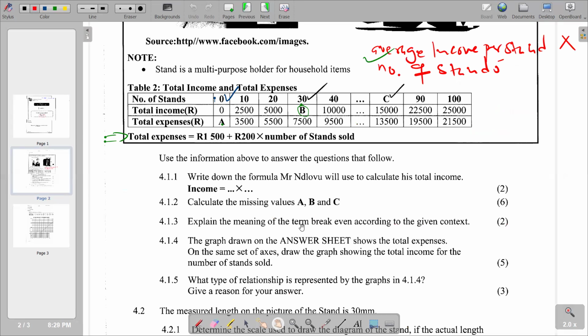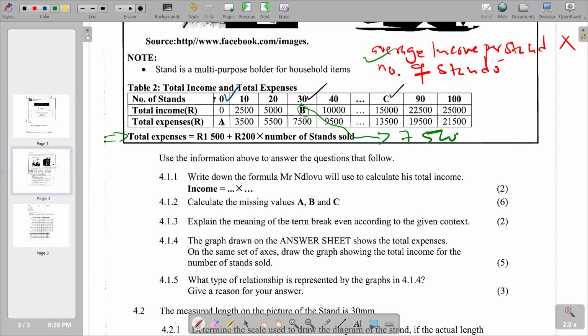4.1.3. Explain the meaning of the term break-even according to the given context. Obviously we did calculate our B, and when we calculated our B, we got 7,500. So what does it mean? It means our B, total income, is equal to total expense. So that's the point where we've got a break-even point, where total income is equal to total expenses.